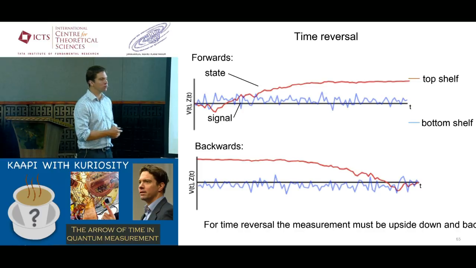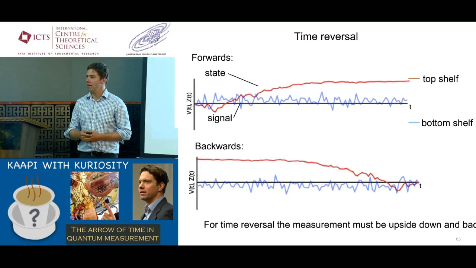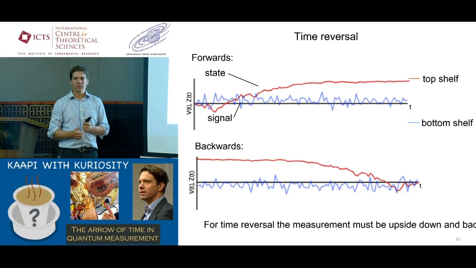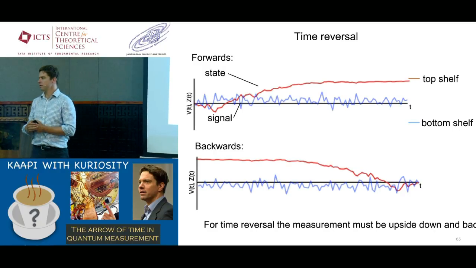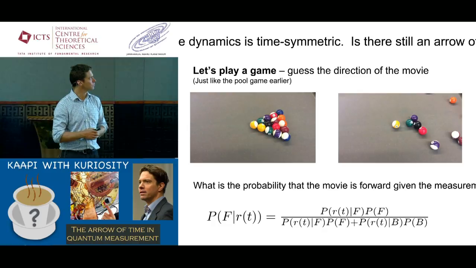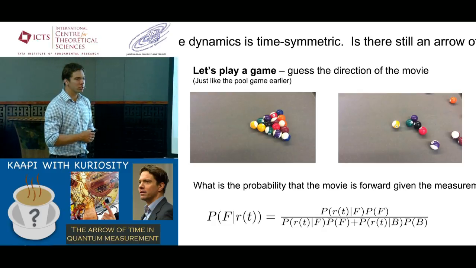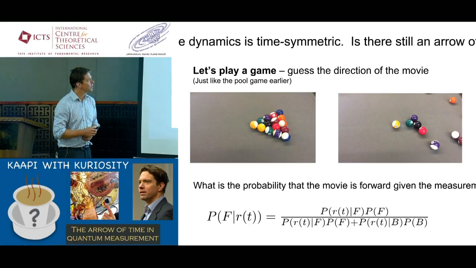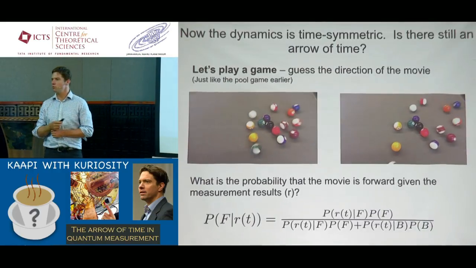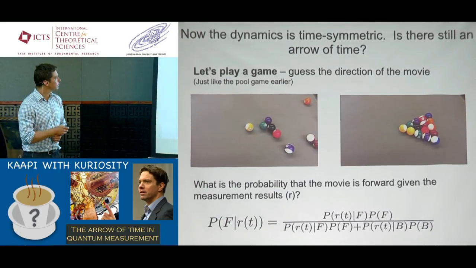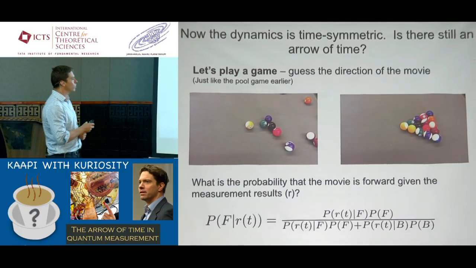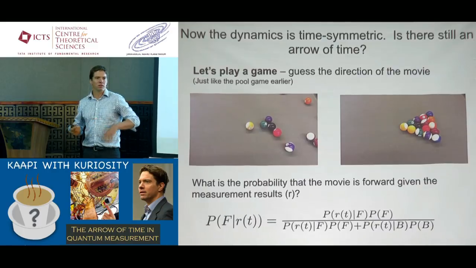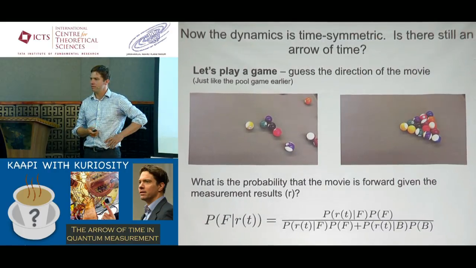So it's possible to reverse wave function collapse. That's the point I want to make. The idea that it's irreversible is no longer necessarily the case. Okay, so let's go back to this game where we want to guess which way the movie is playing. Can we guess which way these quantum movies are playing? What we want to know is, what is the probability that a given movie is going forward in time given the record of photons I've detected?